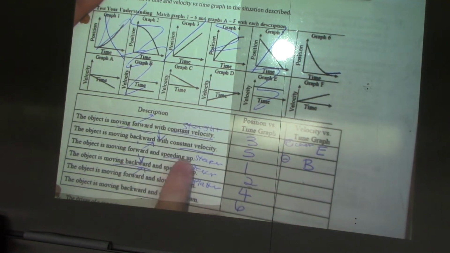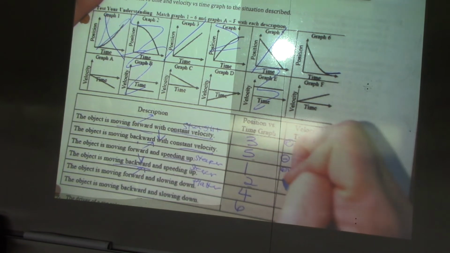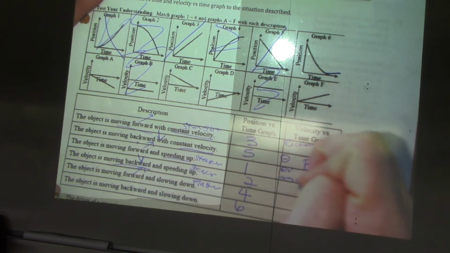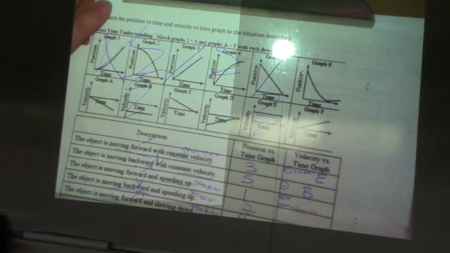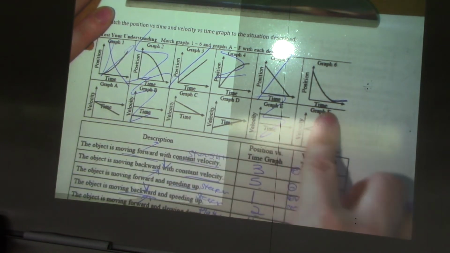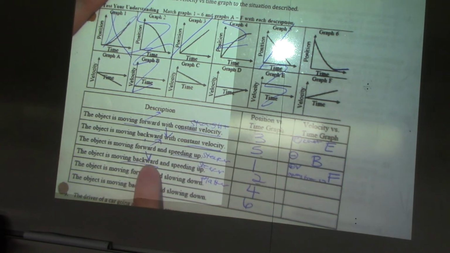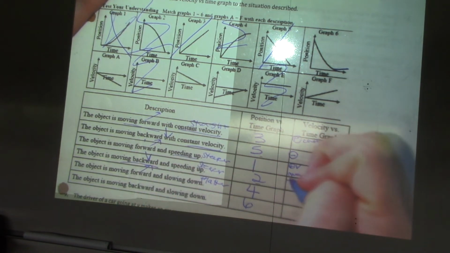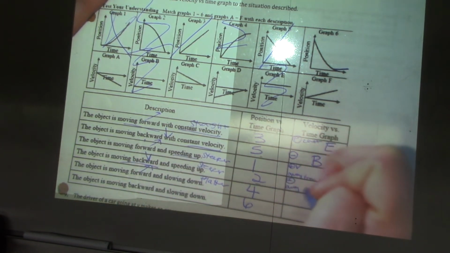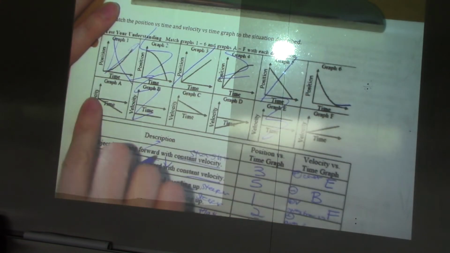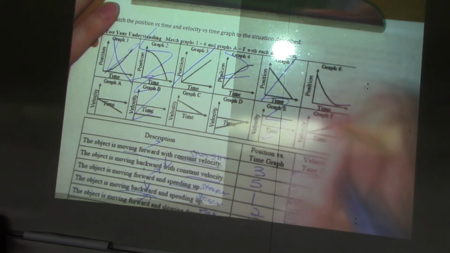Moving forward and speeding up, so I've got a positive velocity, and it's getting away from 0, because I'm getting faster. So positive velocity and getting away from 0, that would be f. Moving backwards and speeding up, so this is now negative, going away from 0. So negative away from 0 is A.